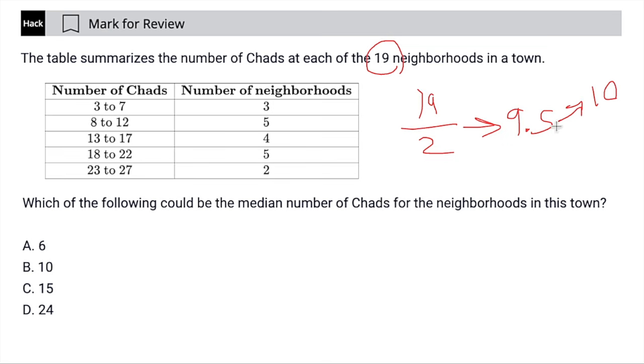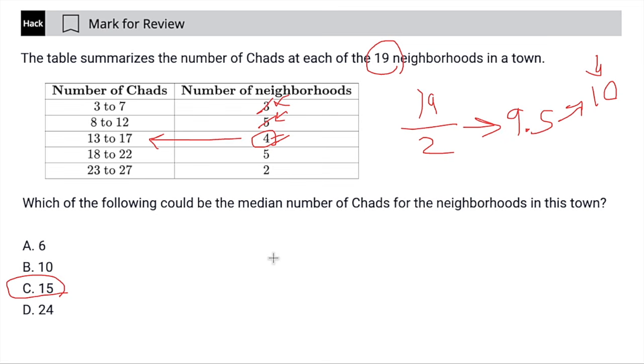10. Now, importantly, 10 is not your median. Instead, the 10th value is your median. So now you just have to count up and find where the 10th value lives. So here we have 3 values. So that's 1, 2, 3, 4, 5, 6, 7, 8, 9, 10. So the 10th value is going to live here, where we have 13 to 17 chads, meaning our answer has to be 15, since it falls within that range.